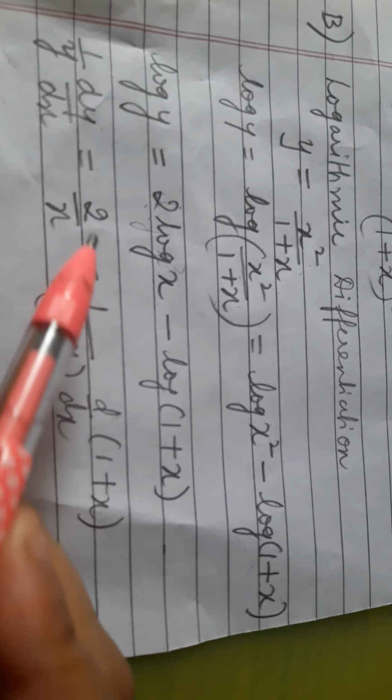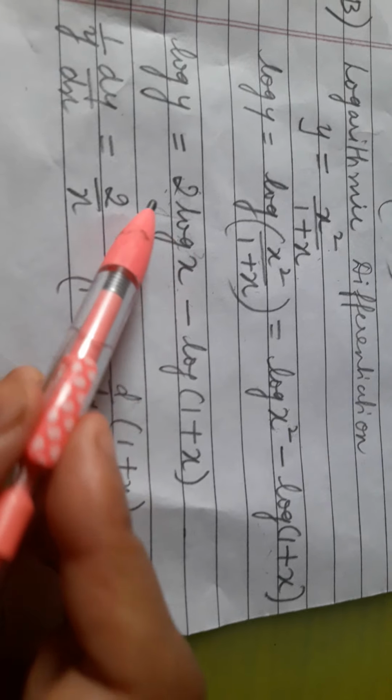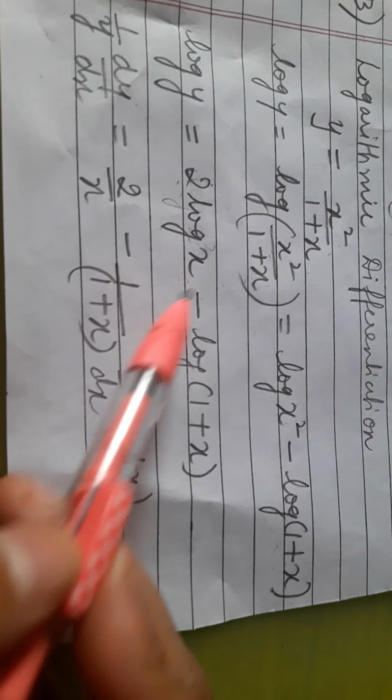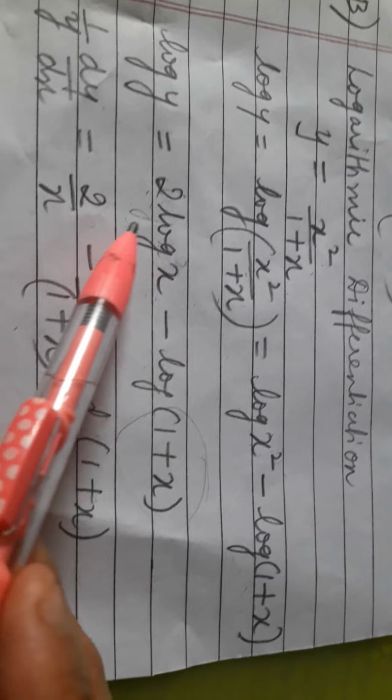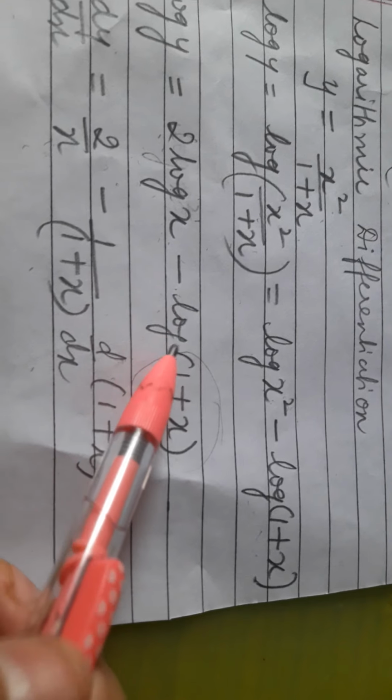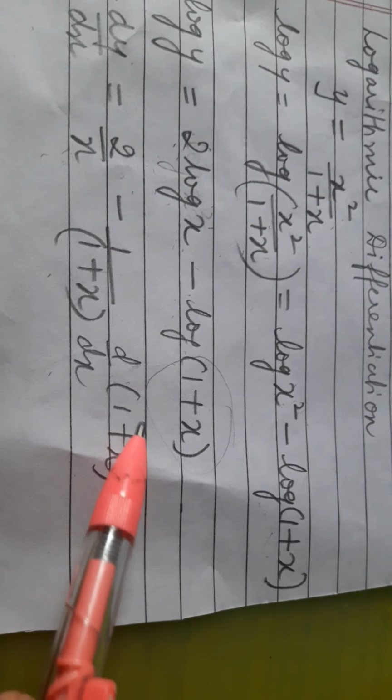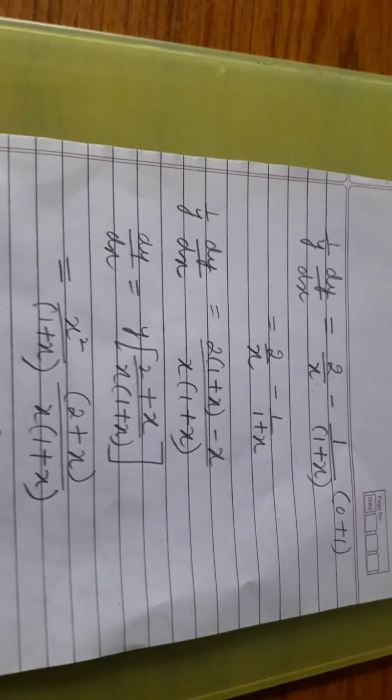1 by y dy by dx, because we are differentiating with respect to x. Note that. So 1 by y dy by dx is equal to 2 into d by dx of log x, and d by dx of log x is 1 by x, which is 2 by x, minus d by dx of log f of x. What is d by dx of log f of x? It's 1 over f of x into d by dx of f of x. That's precisely what I've done here.